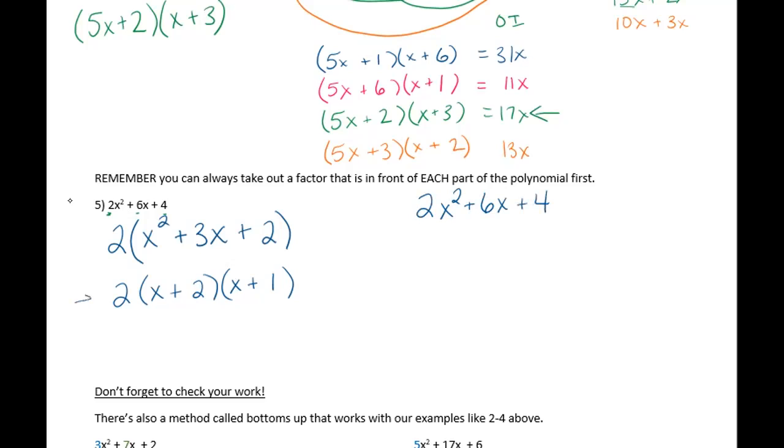So this is going to be the correct answer, but let me show you what you would get over here and why it will look like you didn't quite get it right in the book. And that's true because you didn't fully factor it if you don't take out that 2.